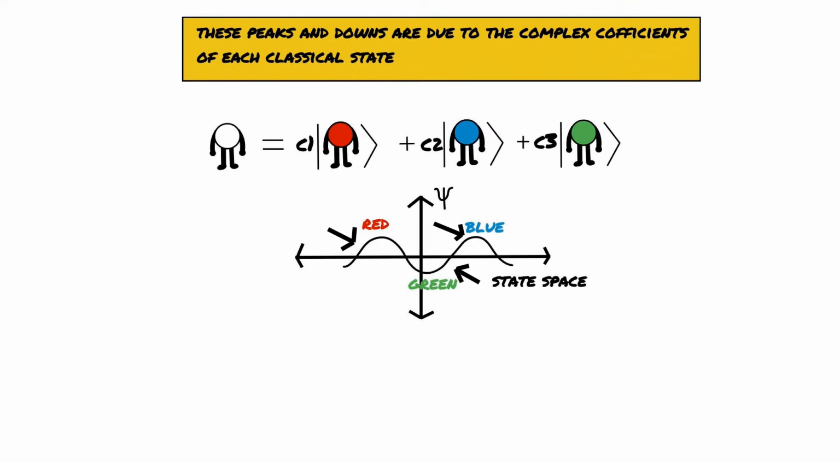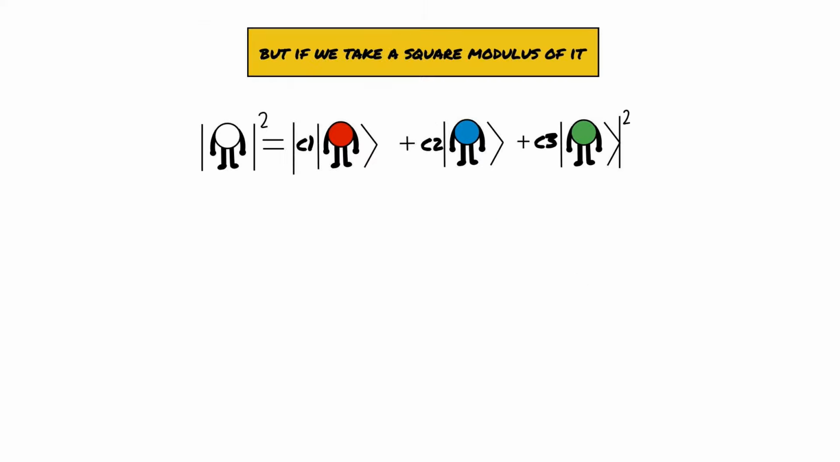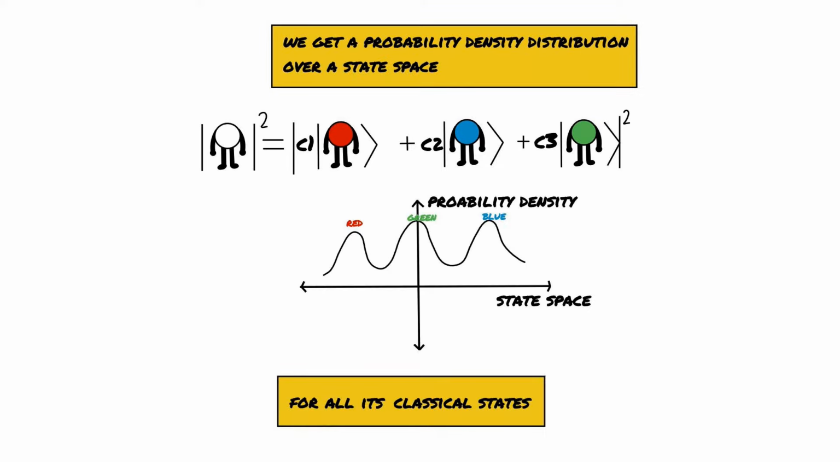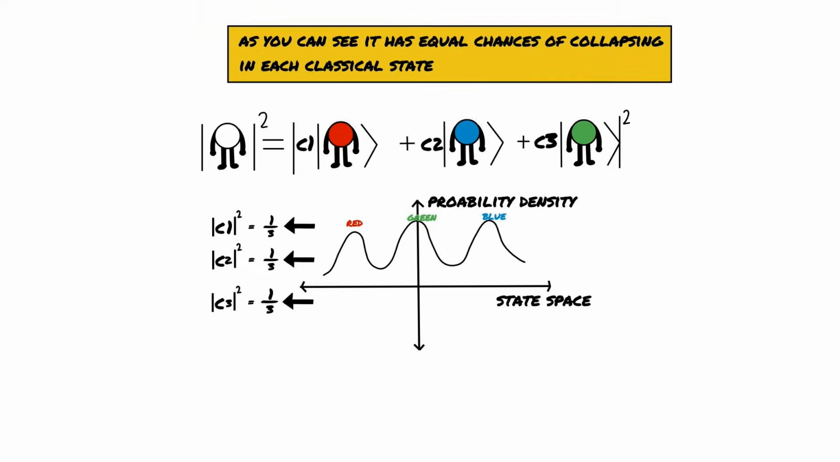These peaks and downs are due to the complex coefficients of each classical state, but a quantum wave function doesn't represent anything physically. But if we take a square modulus of it, we get a probability density distribution over a state space for all its classical states. This probability density distribution simply tells us in which classical color or state the quantum particle is most likely to collapse into when being measured. As you can see, it has equal chances of collapsing in each classical state.